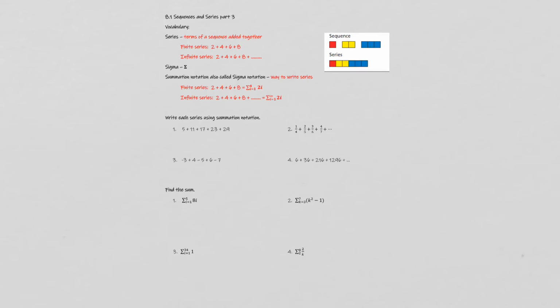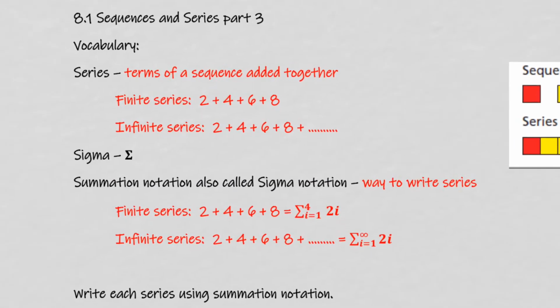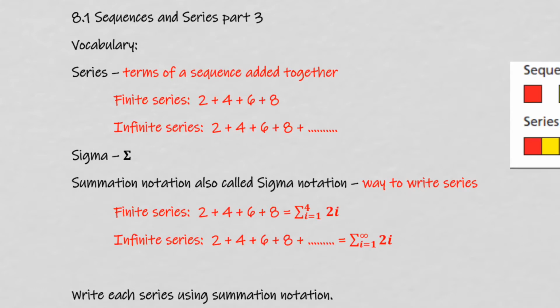All right, these are the notes for 8.1. This is our third video, so this is part 3. In the first part, you were to find the first 6 terms in a sequence. In the second part, you learned how to write the rule for the sequence. Today, we're going to start talking about series as it compares to sequence and dealing with series.